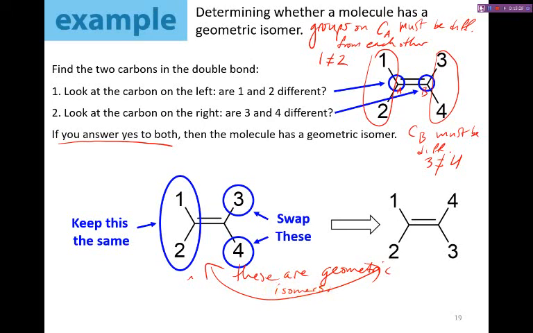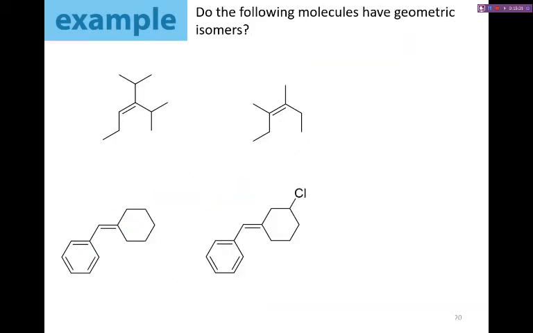So let's practice this on actual molecules. Which of the following have geometric isomers? Well, the first thing you want to do is find the location of the double bond, right? We can label these as carbon A and carbon B, and then we want to evaluate, are the groups on A the same or different? Are the groups on B the same or different? Both sets must be different.